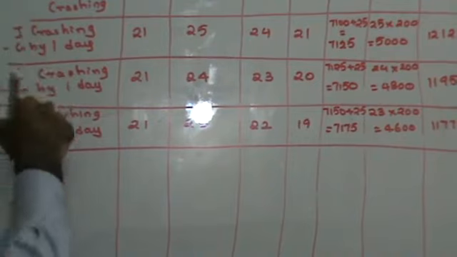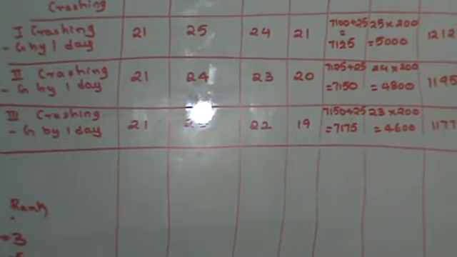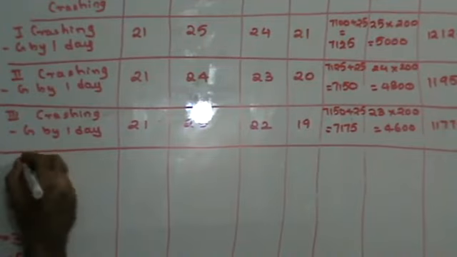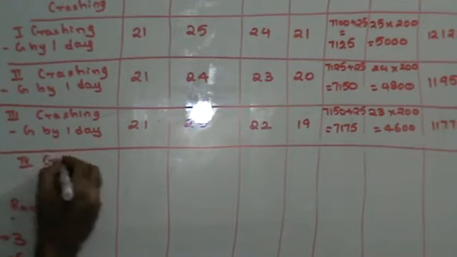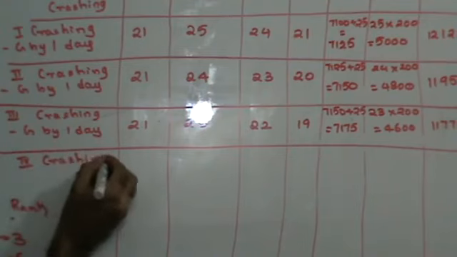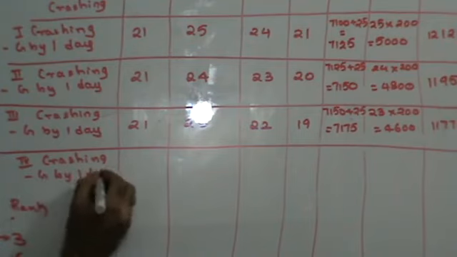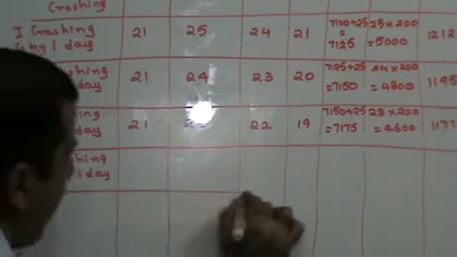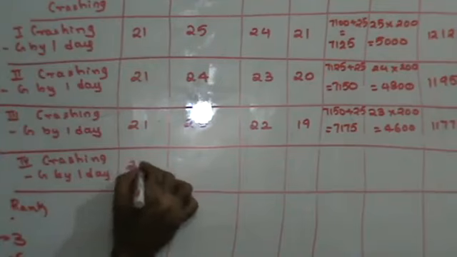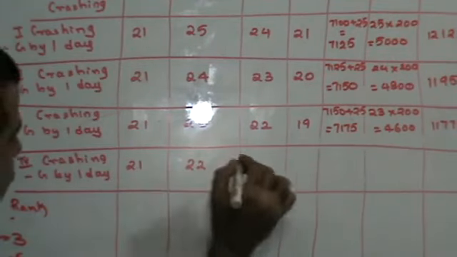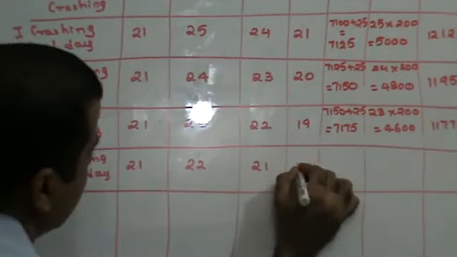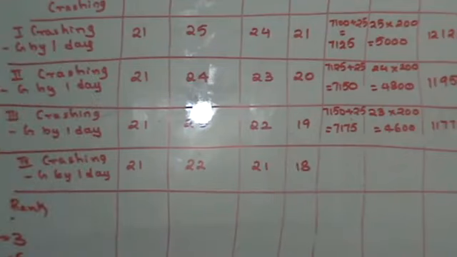Next, I have crashed G by 3 days. I can crash G by 4 days. The maximum crashable limit of G is 4 days. So now I'm going to do my fourth crashing, G by 1 day. So this is 21, this is 22, this is 21, this is 18.